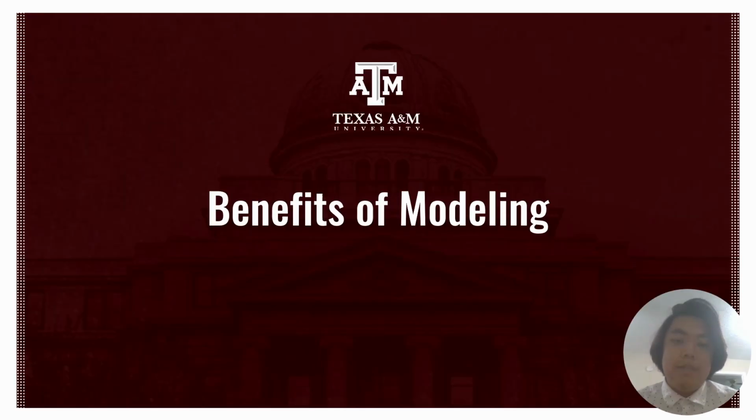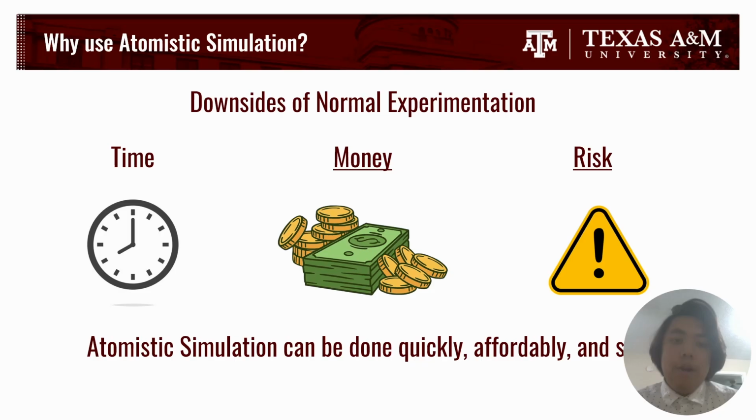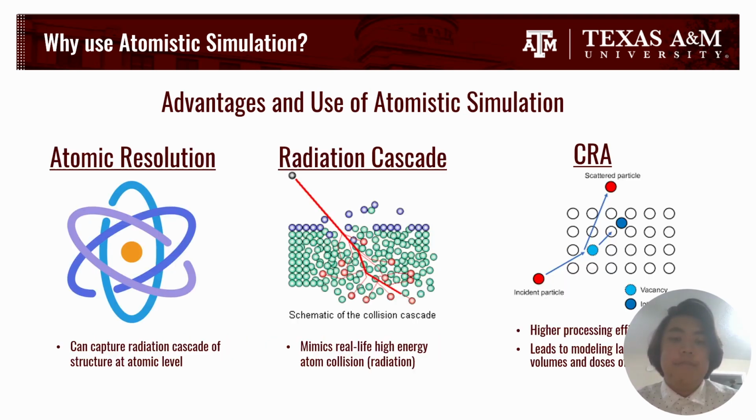So how can we find this? Well, we can model it. To find the material, we can either do normal experimentation or modeling with atomistic simulation. The only issue with normal experimentation is that it takes a lot of time, a lot of money, and can be potentially risky, especially in extreme conditions like radiation. Atomistic simulation can model normal experimentation quickly, affordably, and without that risk.